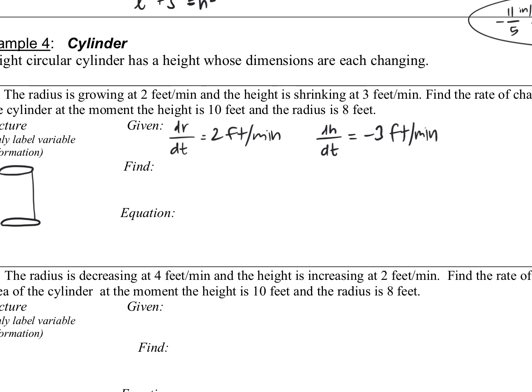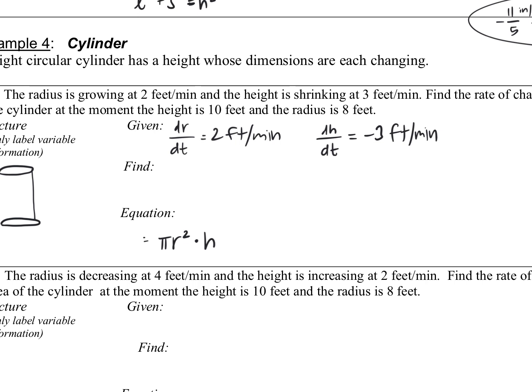Find the rate of change of the volume of the cylinder at the moment the height is 10 and the radius is 8. So our formula for volume of a cylinder, anyone know it? 2 pi r squared. Not quite. If we're looking at the volume of a cylinder, we take the area of the base times the height. So close. Your formula is pi r squared times h. That is your volume formula.